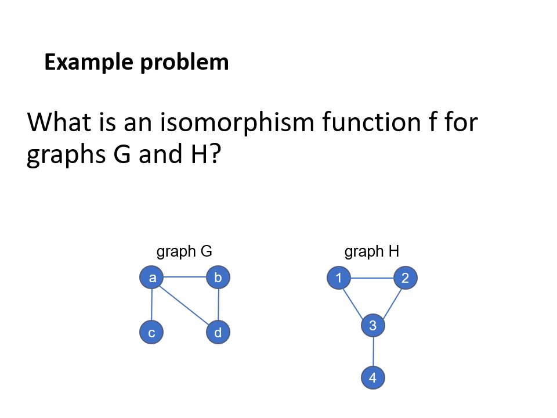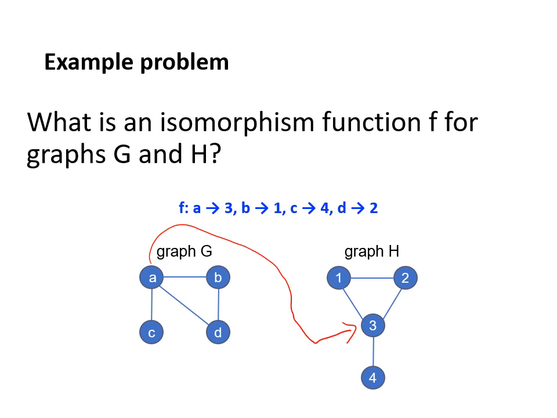Here is another simple example problem, which asks us the same question. So what is an isomorphism function f from graphs G and H? In this case, f maps A to 3. And you can determine this by looking at the degrees of vertices. So A has degree of 3. We are looking at the vertex in graph H that has a degree of 3, and that's number 3. So we map A to 3.